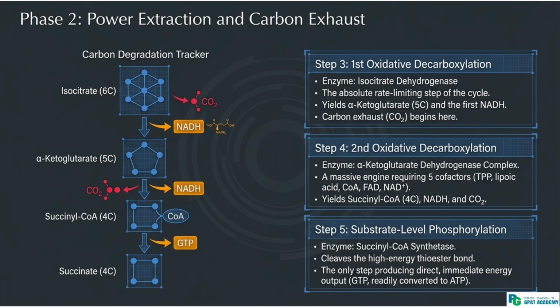Why it matters? This is the only step in the entire cycle where ATP is directly produced, hence substrate level phosphorylation. In our cells, the GTP can be readily converted to ATP by nucleoside diphosphokinase.